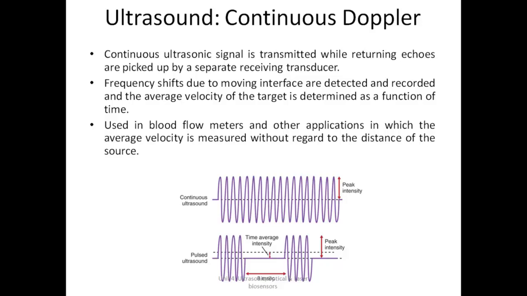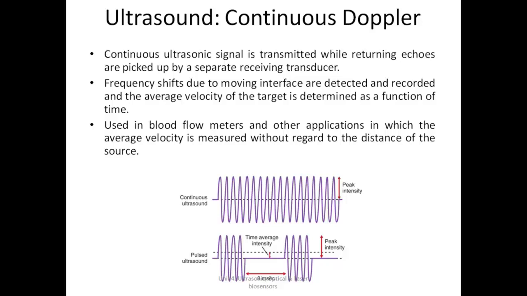Okay, so continuous ultrasonic signal is transmitted while returning echoes are picked up by a separate receiving transducer. The frequency shifts due to moving interface are detected and recorded, and the average velocity of the target is determined as a function of time. Okay, so this is used in blood flow meters and other applications, in which the average velocity is measured without regard to the distance from the source.